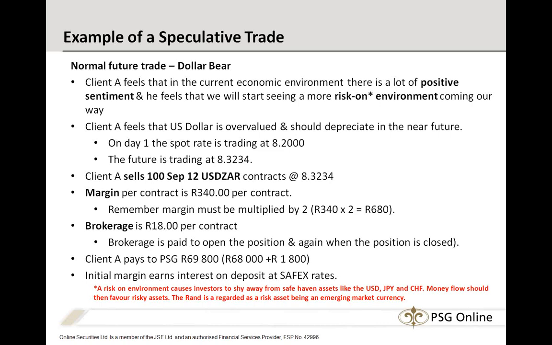Remember, this is always doubled, or multiplied by 2. So in this situation, it's 680 Rand per contract. Obviously his margin is 68,000 Rand if you look at 100 contracts.